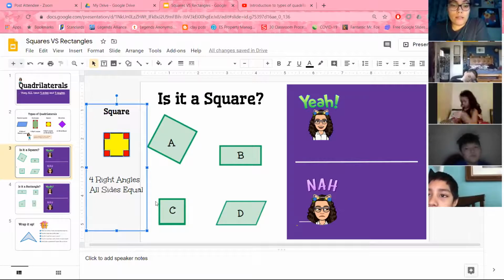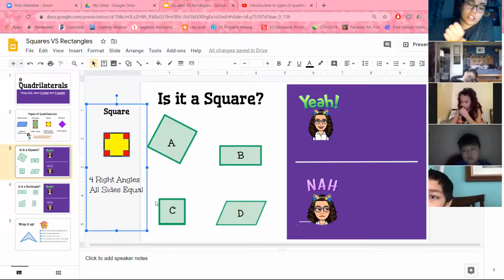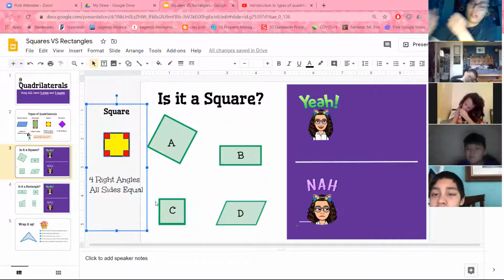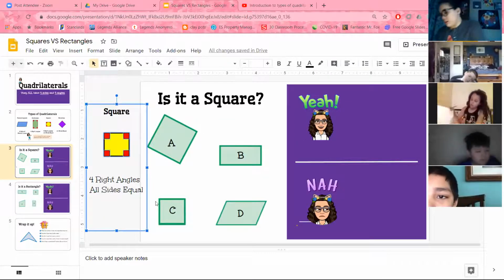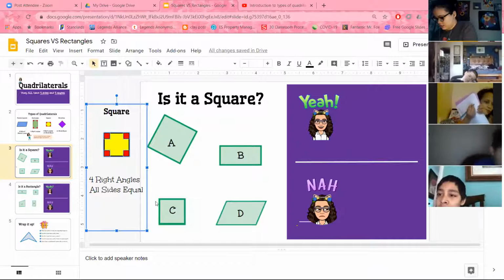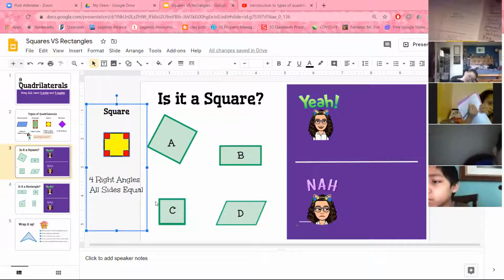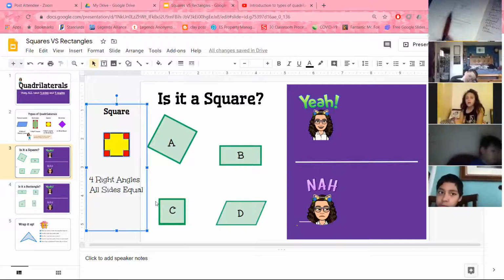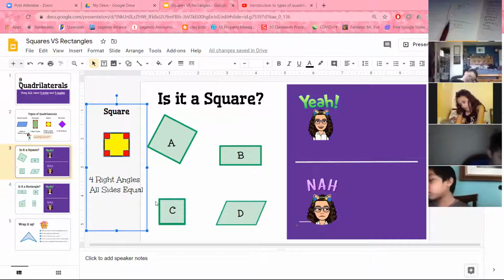So is it a square? A, B, C, D. Are you going to look at the shape? Is it a square? If it's yes, then on your paper, like we did a couple weeks ago, I have an example of this right here. On a piece of paper, you're just going to do yes, no. Then you're just going to write the letter of the shape. So if letter A you think is a square, you're going to put letter A under yes. If you don't think it's a square, then you're going to put letter A under no.